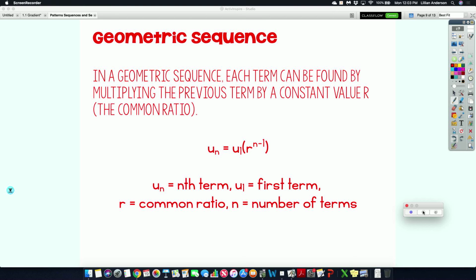So there's a difference. If it says find D, you know you're dealing with arithmetic. Find R, you're dealing with geometry. Your formula, u sub n equals u sub 1 times R to the n minus 1. R is your common ratio; n, u sub 1, and u sub n are still the same.